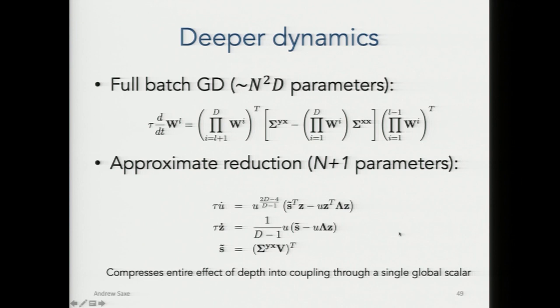And I won't go into it in too much detail, but the main message to take away from this is that, in fact, these equations look like the shallow equations, except for one little tweak, which is a scalar that modulates how fast learning proceeds. So here's an example of how this reduction works. On the left here, we have the shallow network.